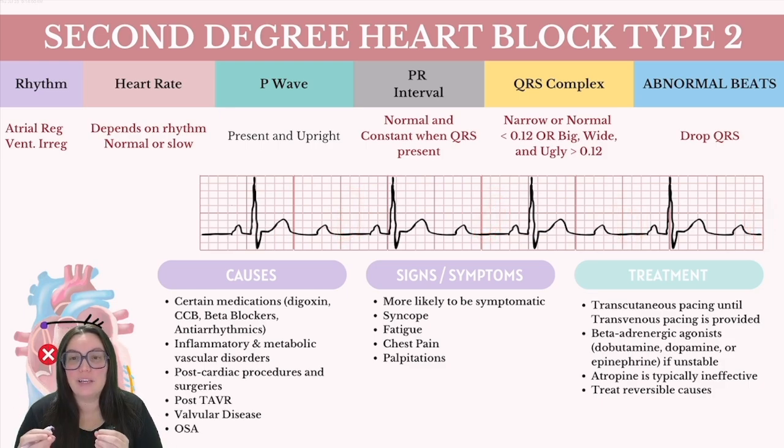So what are we going to see here when it comes to rhythm identification? Well, again, the atria should still be regular and our ventricular rhythm is going to be irregular due to those dropped beats.